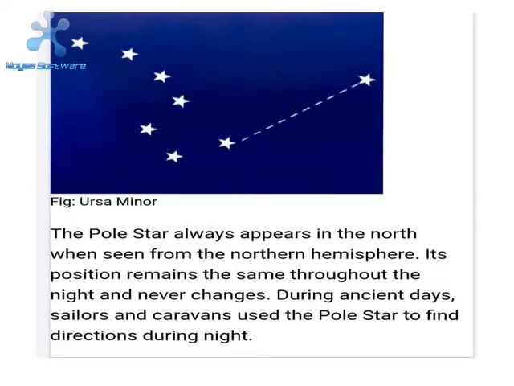This figure is of Ursa Minor, and you can see in the figure the pole star is in the north right corner. The pole star always appears in the north when seen from the northern hemisphere. Its position remains the same throughout the night and never changes. During the ancient days, sailors and caravans used the pole star to find the direction during the night. So this pole star always remains in the same position, and in the ancient days it was used to find the direction during the night.